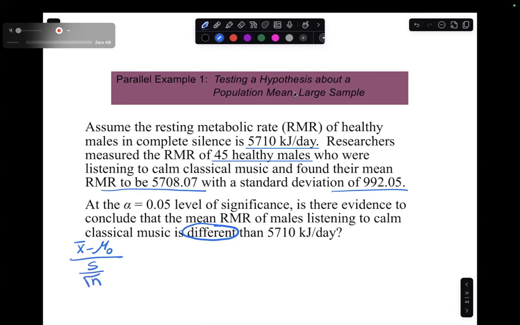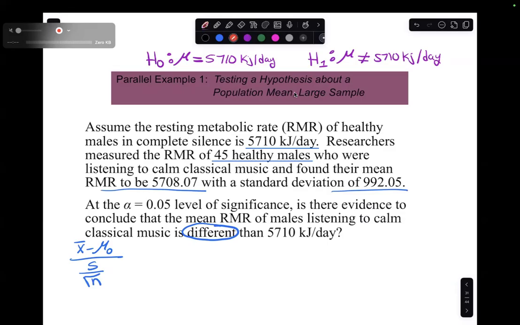Okay. I forgot to write my hypothesis, my null and my alternative. I'm writing it up top. My null hypothesis is that the mean is 5710 kilojoules per day. My alternative hypothesis is that the mean is not equal to 5710 kilojoules per day. So that's my null and my alternative hypothesis. Don't forget to write those down.